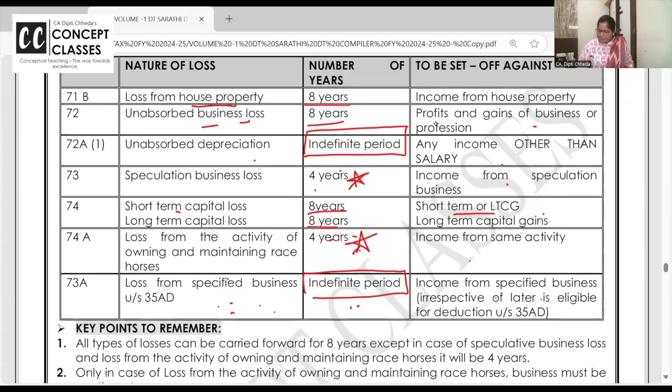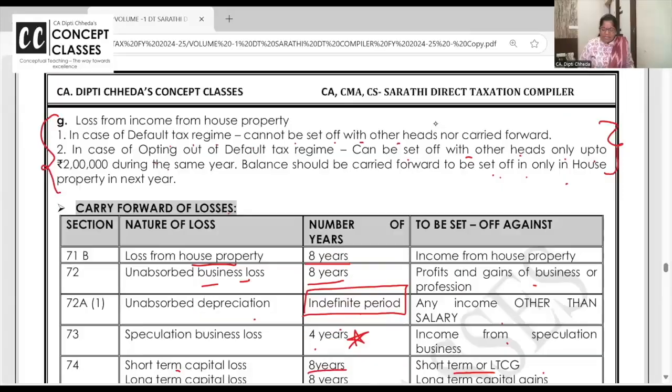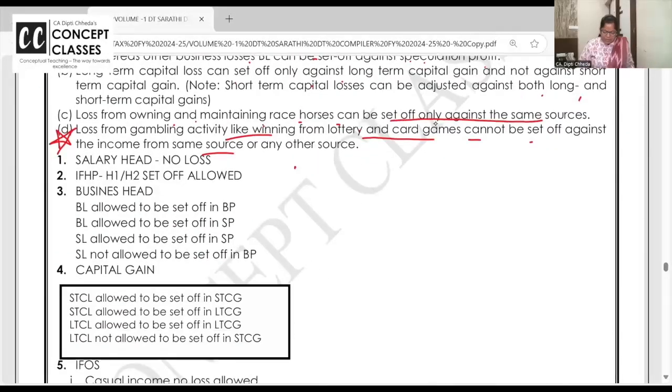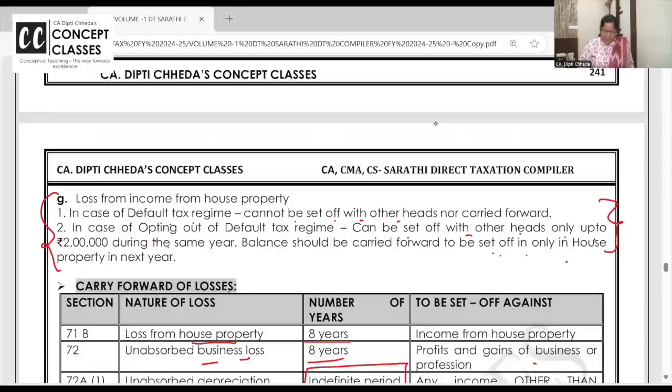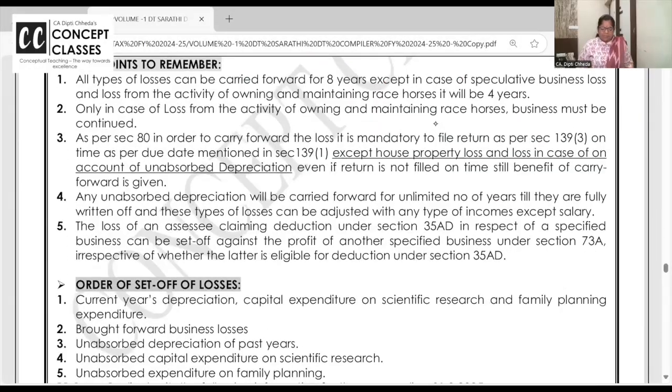Whenever losses are carried forward. Achha. Now, clear or not? Is this diagram very nice? Just look at these compiler's notes. पहले inter source, फिर inter head, अब carry forward, अब थोड़े से points और खत्म.